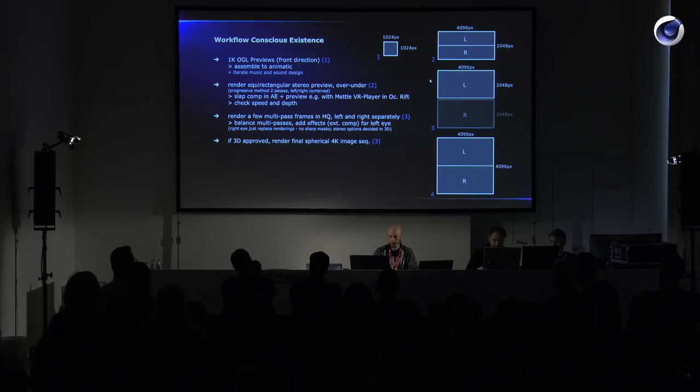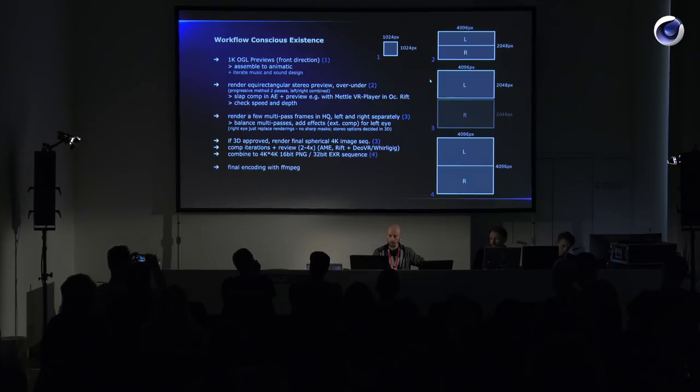If I liked that, I would render the final 4K image sequences of the multipass image and do some more comp iterations, mostly 2 to 4 times, and do some quick encoding tests with the Adobe Media Encoder and preview this on the Rift with external players like DUVR or WurlyGig. Later I would combine this to a 4K by 4K 16-bit or 32-bit image sequence and do the final encoding with FFmpeg.